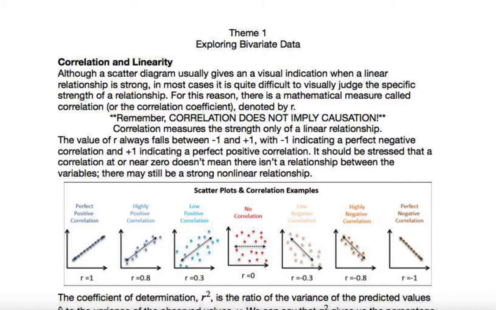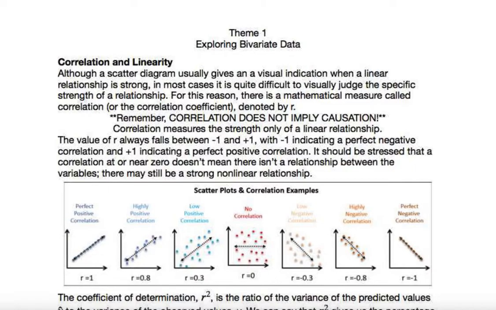All right, correlation and linearity. So although a scatter diagram usually gives a visual indication whether a linear relationship is strong, in most cases it is quite difficult to visually judge the specific strength of a relationship. So for this reason, there's a mathematical measure that we call correlation, or sometimes you'll hear it called correlation coefficient, and we denote that by using the letter R.